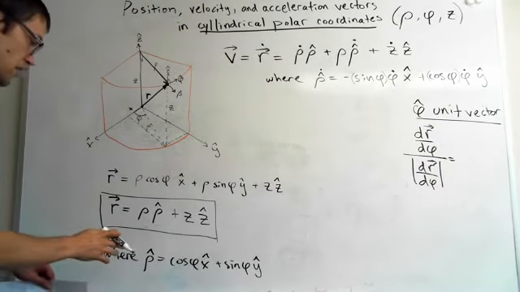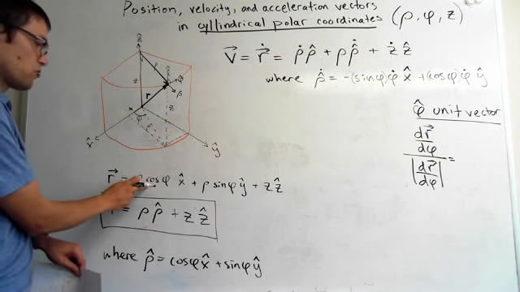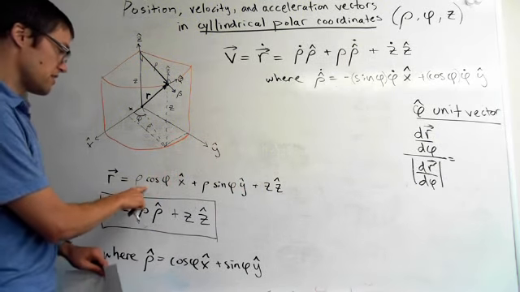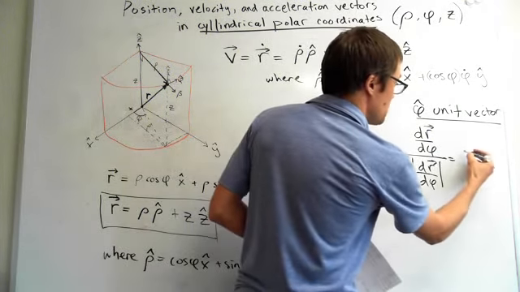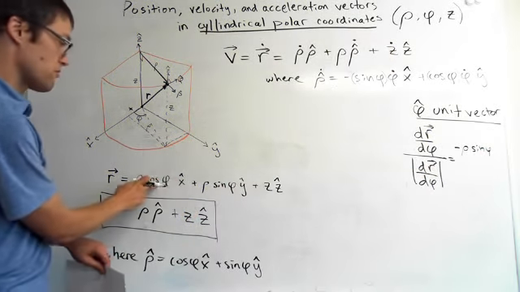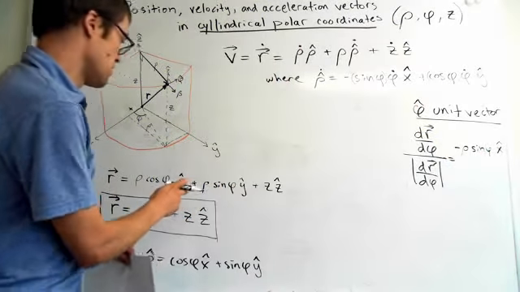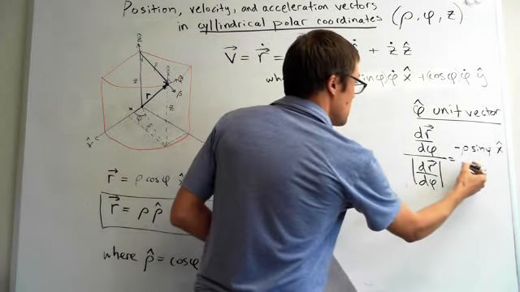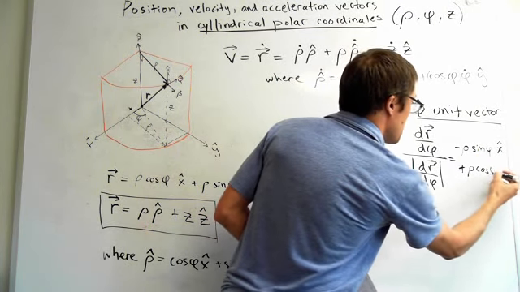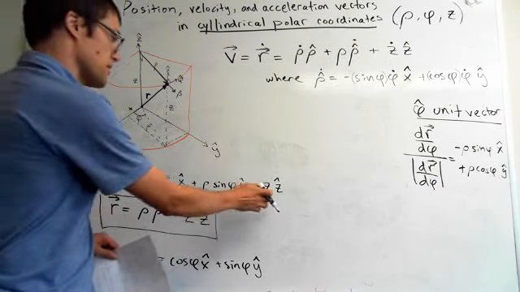Okay, so remember, we'll take this version of r and take its derivative with respect to phi. So let's get the numerator. The numerator there is going to be equal to minus rho sine phi, that's the derivative of this with respect to phi, in the x hat direction, plus we've got a rho cos phi in the y hat direction. This term has no phi dependence.